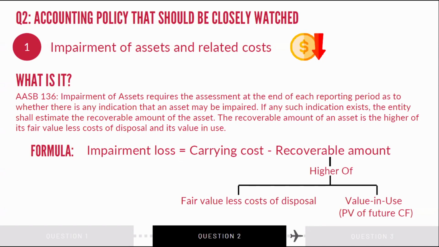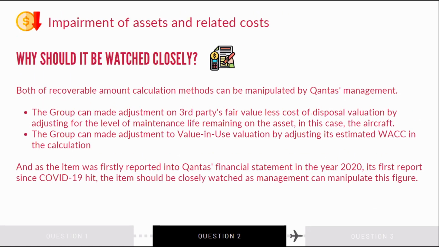And as you can all see, the formula to calculate impairment loss is asset carrying amount minus its estimated recoverable amount. Some of you might have already noticed the tricky part in the calculation, right? And yes, both of those calculation approaches can be manipulated by the Qantas management team. For the first one, the group can make adjustment on third-party value less cost of disposal valuation by adjusting for the level of maintenance life remaining on the asset, and in this case, it is its aircraft. Second, the group can make adjustment to value in use valuation by adjusting its estimated RAP in the calculation.